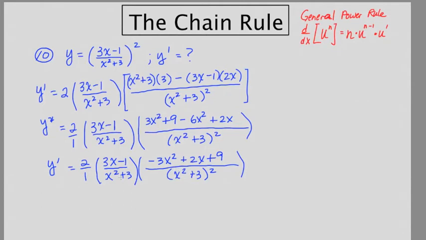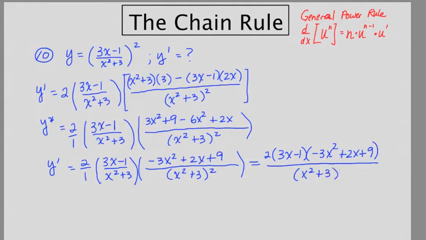And then you look at this and you say, okay, x squared plus 3 happens once here and twice there, so that's really 3 times. So I'm going to do one final expression of the derivative, and that's going to be 2 times (3x minus 1) times (negative 3x squared plus 2x plus 9) all over (x squared plus 3) cubed.